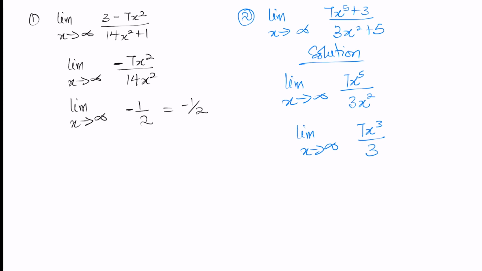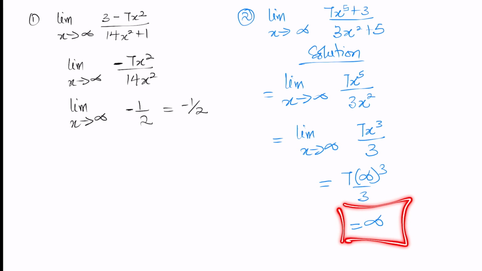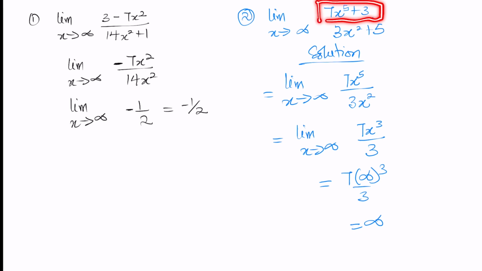And if we substitute, we get 7 times infinity cubed over 3. And this gives us infinity. So clearly, our answer is infinity. So as we said, if the numerator has a higher power of x compared to the denominator, then the answer to this will definitely be infinity.